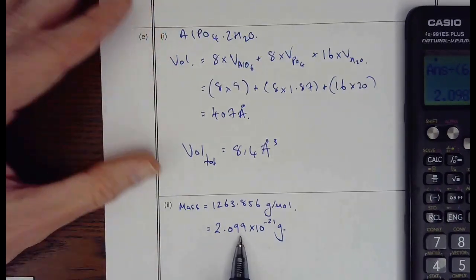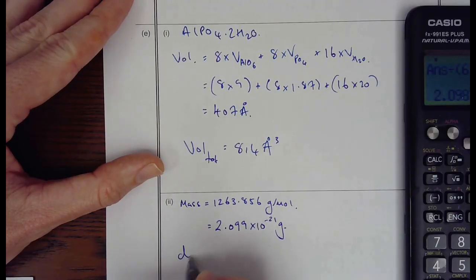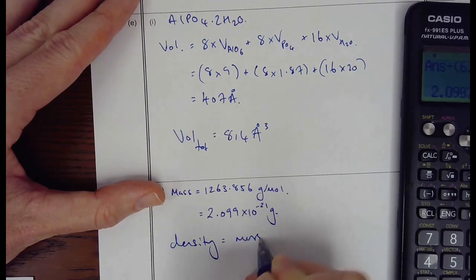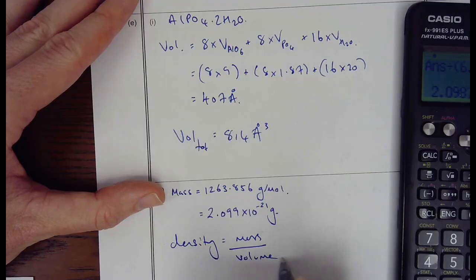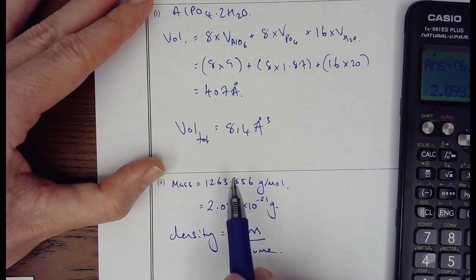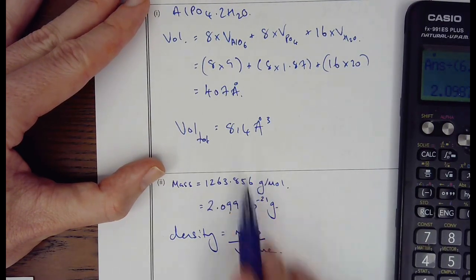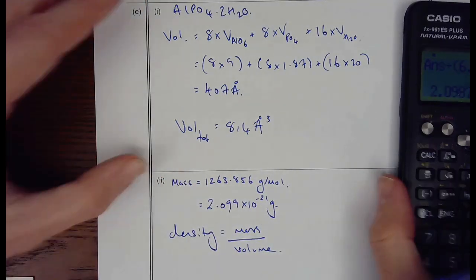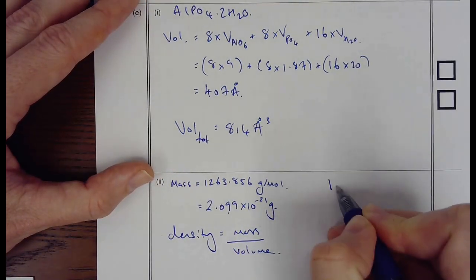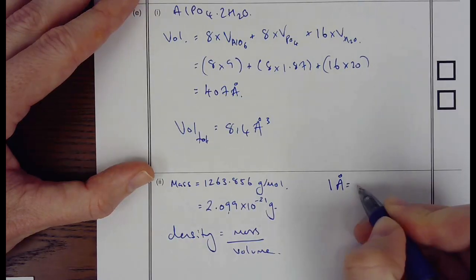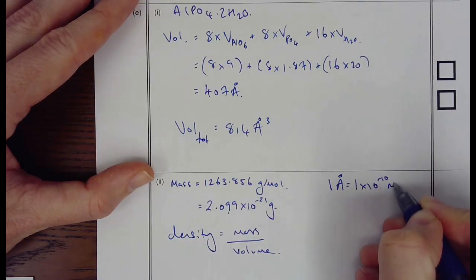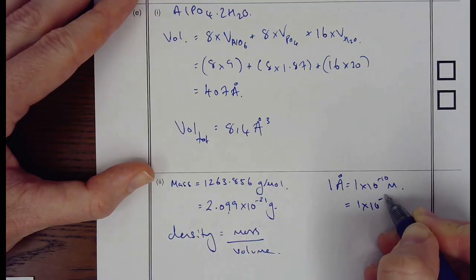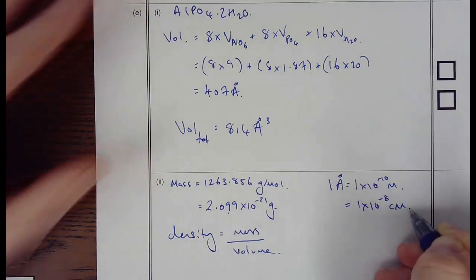So now the density is going to be my mass divided by my volume. Now I know the mass I just worked out, I know the volume from up here. All I need to do is convert this volume into centimetres cubed. Well, I know that 1 angstrom is 1 times 10 to the minus 10 metres, which is 1 times 10 to the minus 8 centimetres.